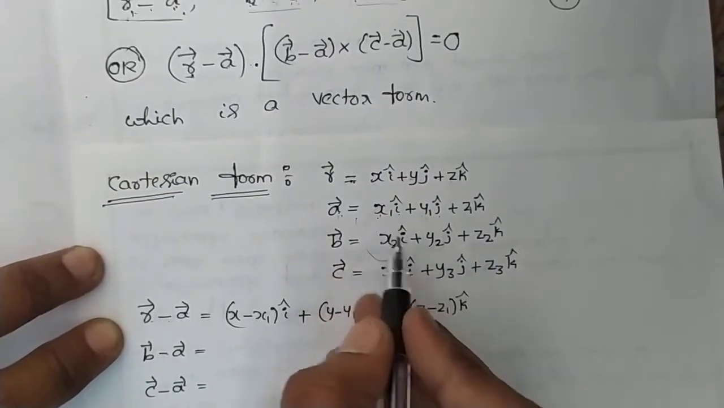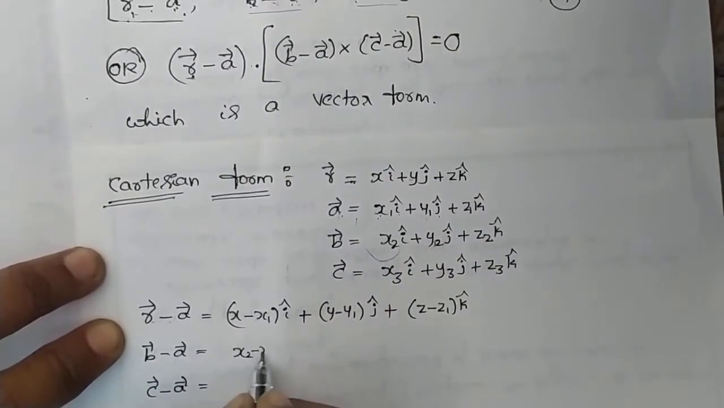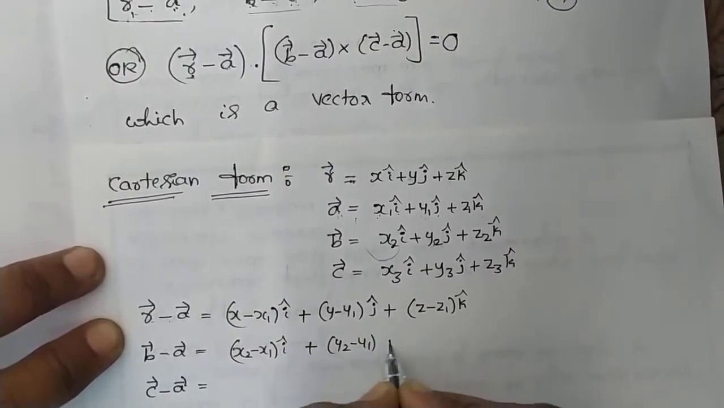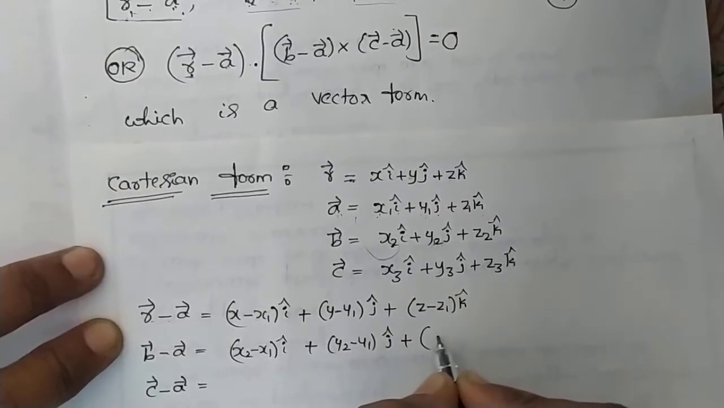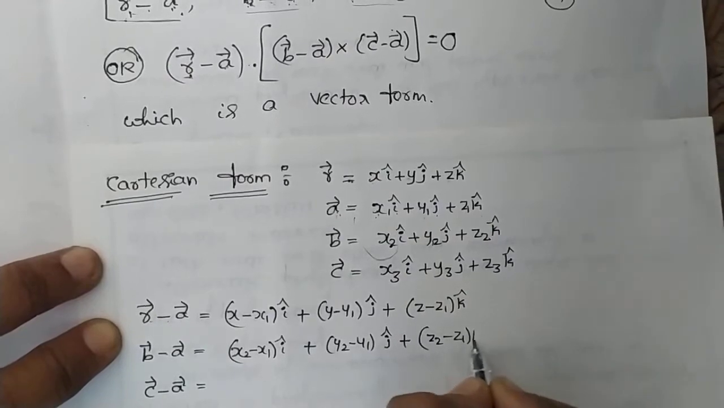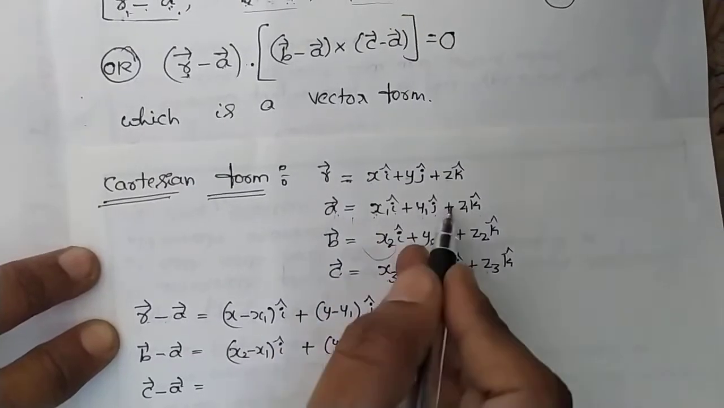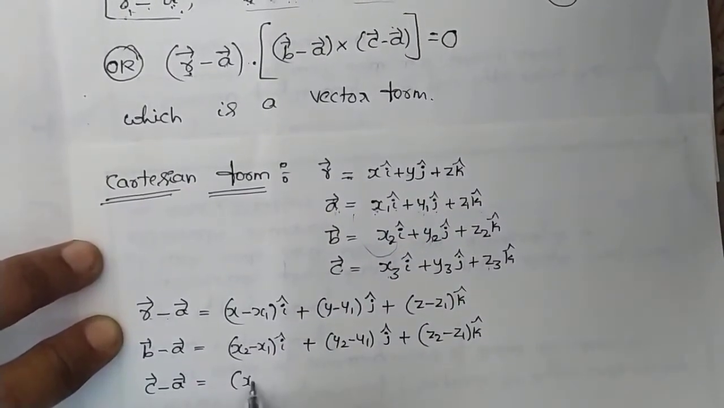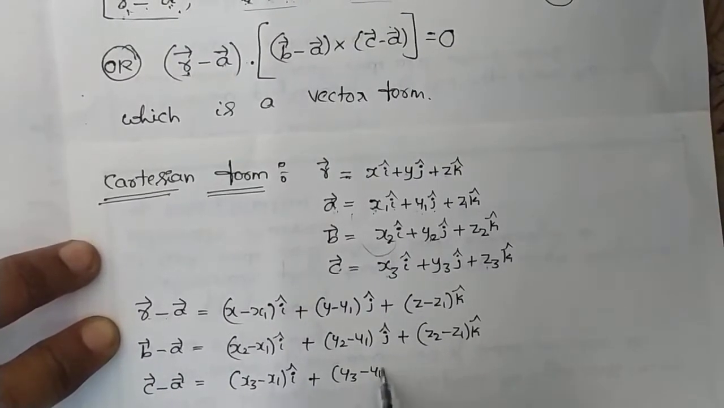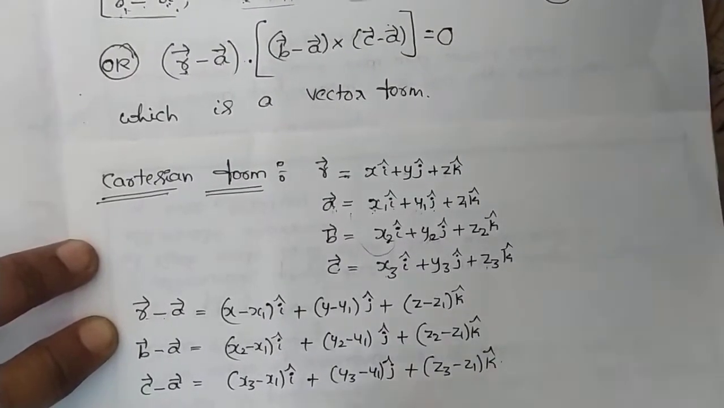Next B minus A: x2 minus x1, y2 minus y1, z2 minus z1. That is x2 minus x1 i cap plus y2 minus y1 into j cap plus z2 minus z1 into k cap. Next C minus A: x3 minus x1, y3 minus y1, z3 minus z1. C minus A will be x3 minus x1 into i cap plus y3 minus y1 into j cap plus z3 minus z1 into k cap.